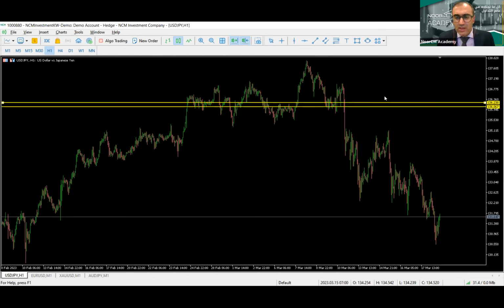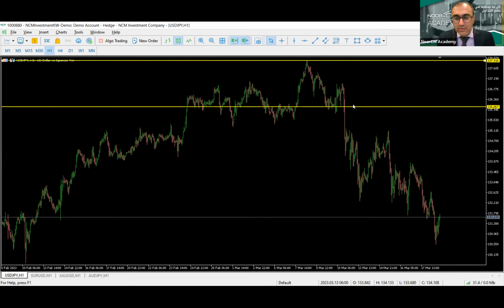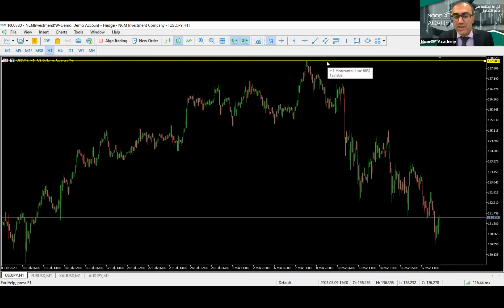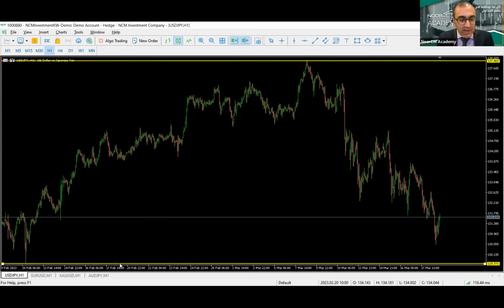So here, this is the resistance, because the prices fell from this area. Do I have a support? If I hold the control key on my keyboard and left mouse click, I can duplicate the line. So I have a support here as well at the bottom, which is on 129. Now we are doing this demonstration only from an educational perspective.